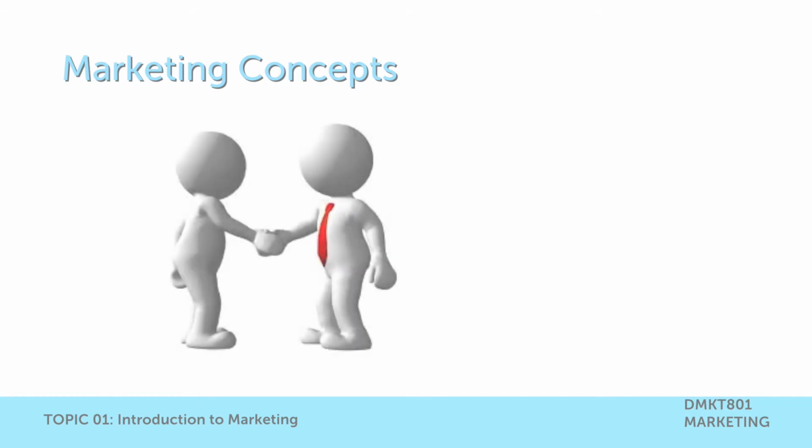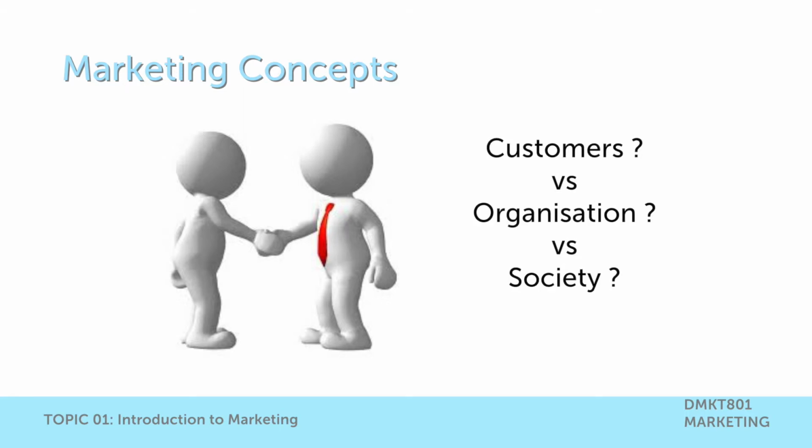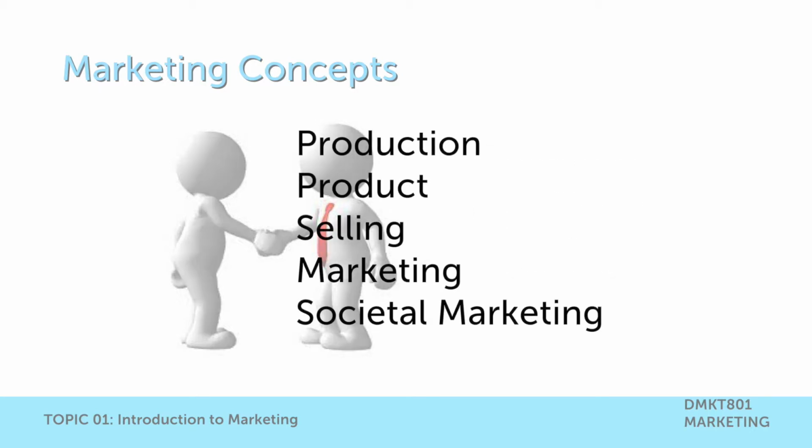Marketing management wants to design strategies that will build profitable relationships with target consumers. But what philosophy should guide these marketing strategies? What weight should be given to the interests of customers, the organisation, and society? Very often, these interests conflict. There are 5 alternative concepts under which organisations design and carry out their marketing strategies: the production, product, selling, marketing, and societal marketing concepts.